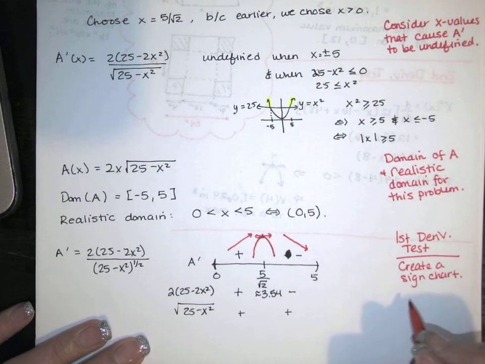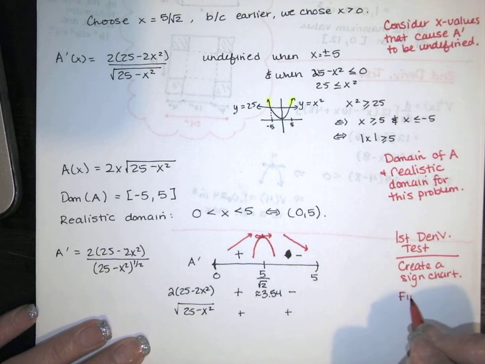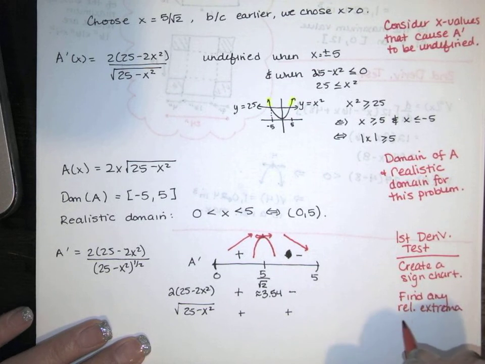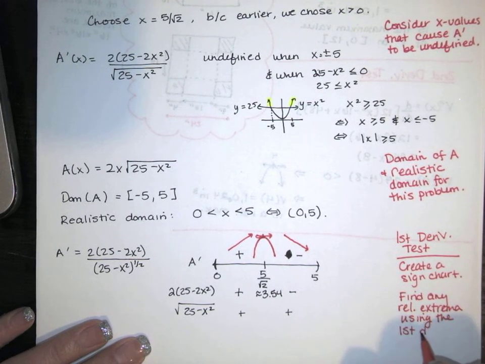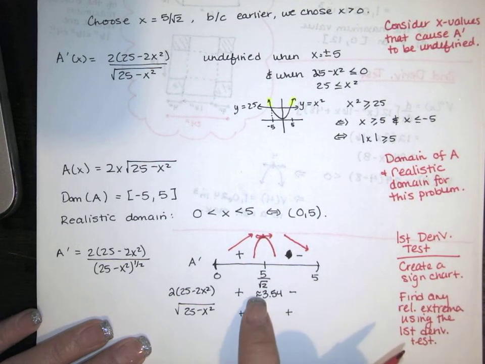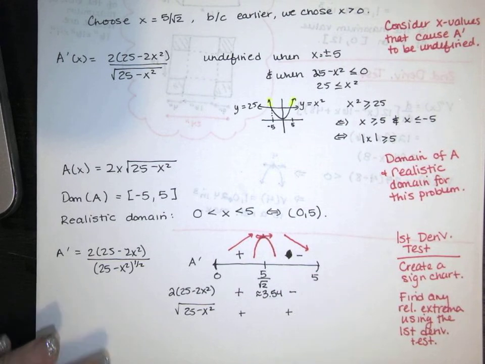So we'll say, create a sign chart, find any relative extrema using the first derivative test. Or if you take the second derivative and plug this in, the graph should look like this there. The graph should be concave down. So if you take the second derivative and plug in this value, your second derivative should be negative, and so you'll know you have a relative max.